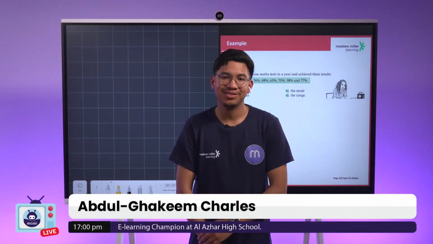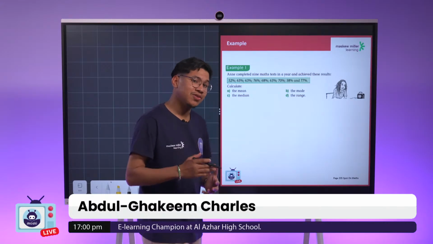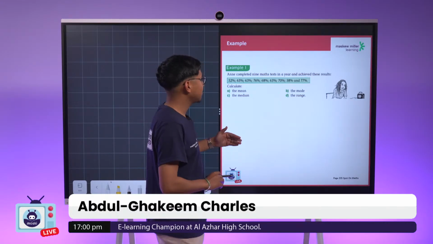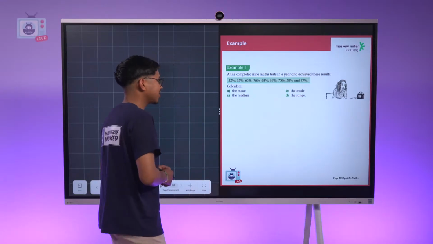Welcome back, grade 7s. We took some time to look at the example, and the example is asking us everything that we need to know. It is asking us the mean, the median, the mode, and the range. All right, so let's get into it.